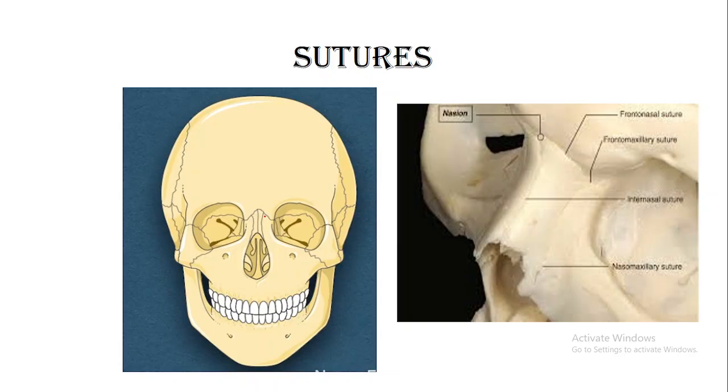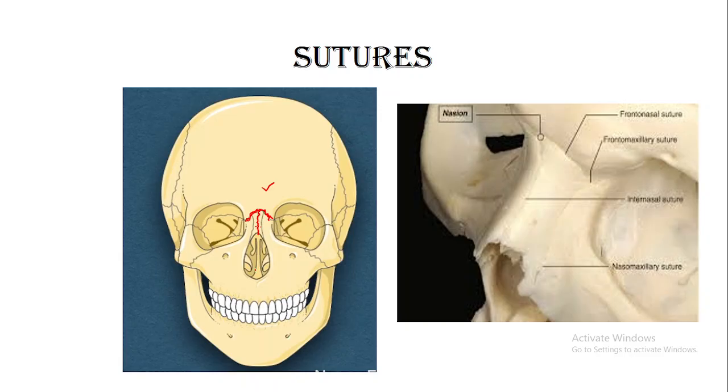First is the internasal suture. As we all know, this is the internasal suture, and on both sides, these are the nasal bones. Then the frontonasal suture. This one is the frontal bone, and these two are the nasal bones. Where these nasal bones meet the frontal bone, a suture is present which is called the frontonasal suture.